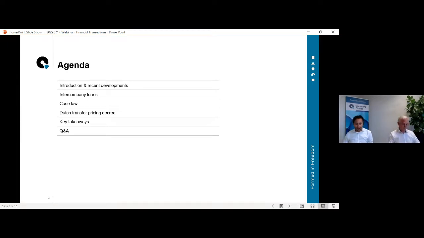As already said, I think the agenda for today can be split into 5 main topics. First of all, the introduction and recent developments. This is broader than just the OECD guidance and the Dutch transfer pricing decree. We'll also be discussing intercompany loans and some specific attention points. After that, we'll be discussing case law. That's also broader than the Netherlands. We notice a few important items in this respect. We'll also update you on these considerations.